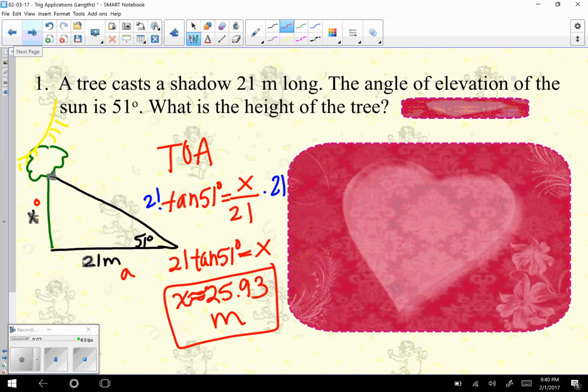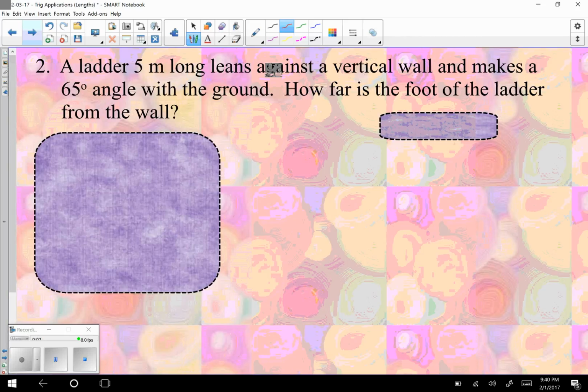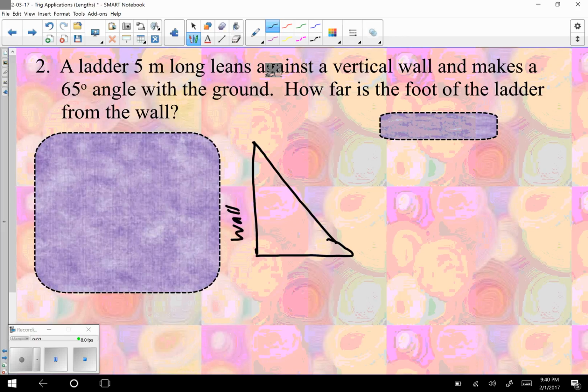All right, number 2. A ladder 5 meters long leans against a vertical wall and makes a 65-degree angle with the ground. All right, so that's what I need to know right there. I have a ladder leaning against a wall. Okay, so I'm going to draw a picture. Here's my wall, and I have this ladder that's leaning against it, and it's making a 65-degree angle with the ground.